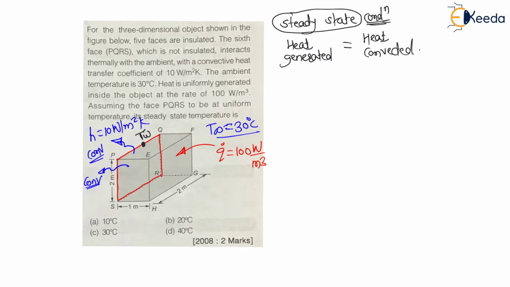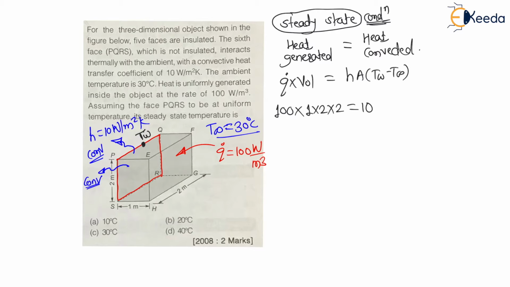Therefore heat generated is nothing but the uniform heat generation rate, that is heat generated per unit volume into volume. Therefore heat generated, Q dot into volume, is equal to heat convected, which is h A into T wall minus T infinity, right? Therefore Q dot is 100 into volume. The volume is 1 into 2 into 2, that is length into width into height, is equal to h. The convective heat transfer coefficient is given as 10. Area. Now my dear students, here the area of PQRS we have to consider.